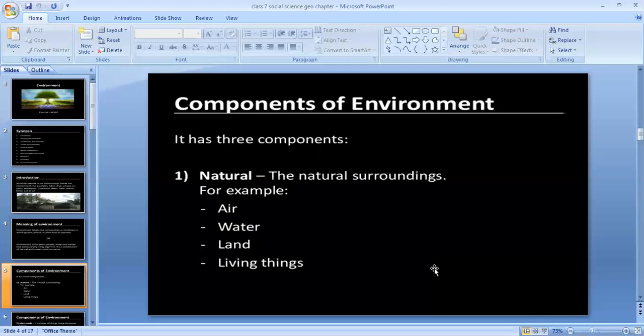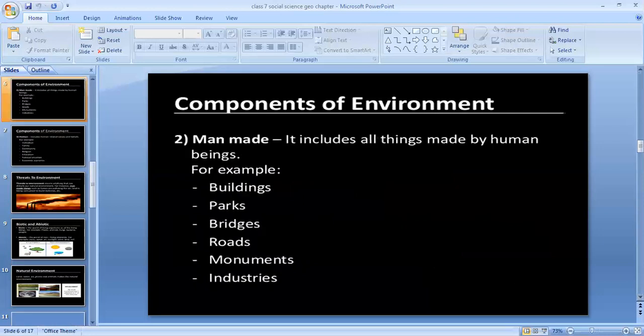Now, understand the components of environment. It is divided into three parts. First is the natural environment. Natural environment consists of land, water, air, plants, and animals. These are naturally found on the earth. It refers to biotic and abiotic conditions existing on the earth, and is divided into two parts, biotic and abiotic.